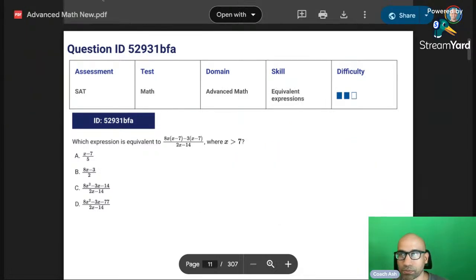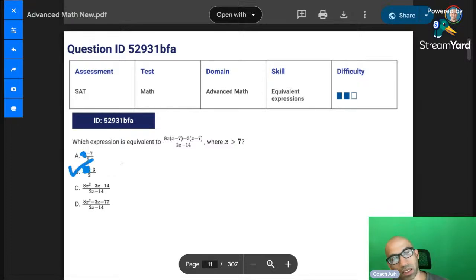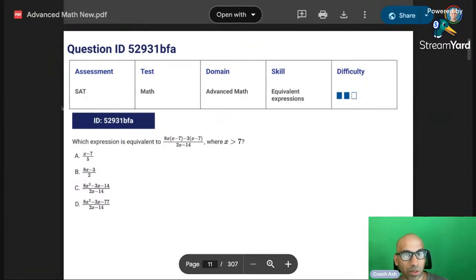Now, let's see. How about these ones? The same idea. This is negative 7 over 5. This is negative 3 over 2. Again, this is the answer, and you're done, right? So that's how you will solve this particular problem. The way you can go for this, let me just mark this here. This is page 11.